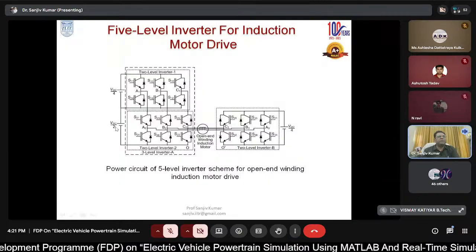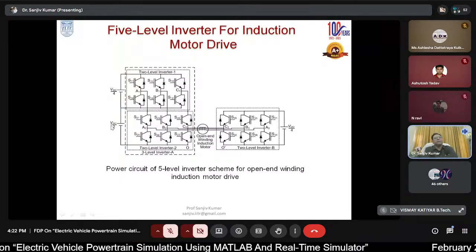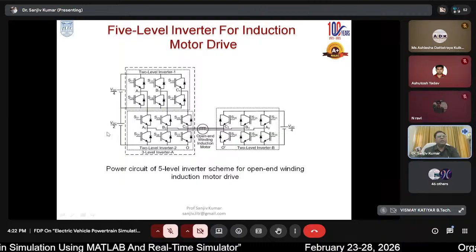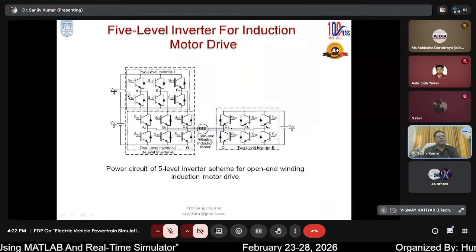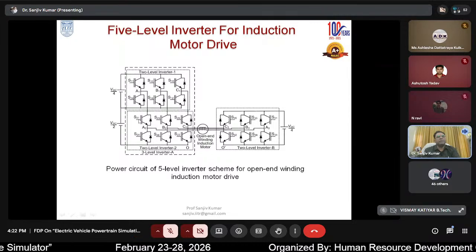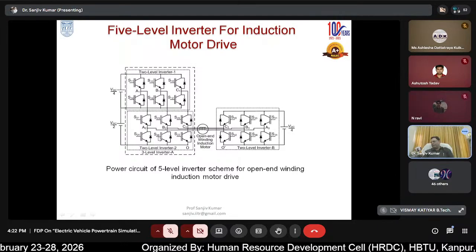Why am I saying 2 VDC by 4? This is VDC by 2, so it is equivalent to 2 VDC by 4. So the pole voltage of the left hand side inverter could be 0, 2 VDC by 4, or 3 VDC by 4. Whenever these two switches, S21 and S11, are on, the voltage level would be 3 VDC by 4.